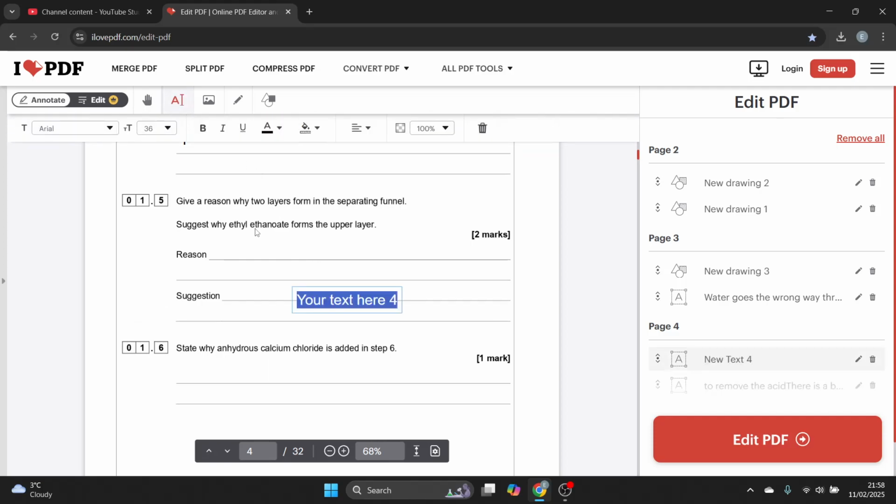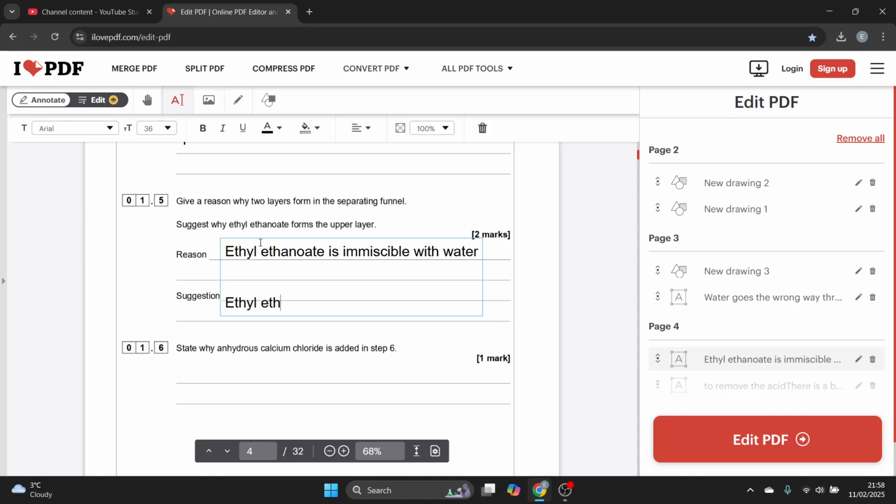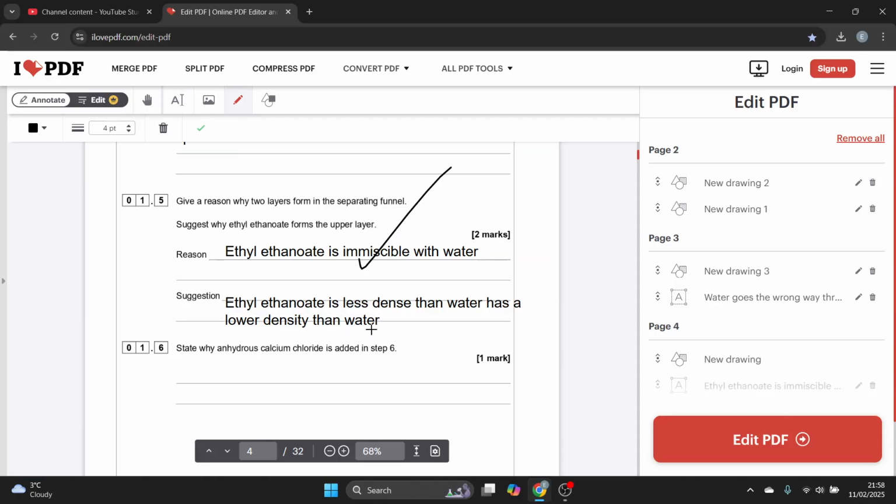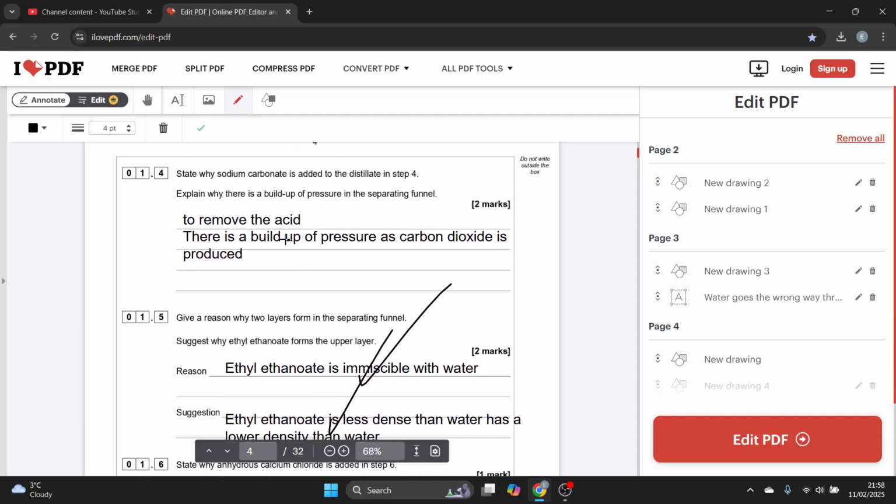Give a reason why two layers form in the separating funnel and suggest why the ester forms the upper layer. Two layers form because ethyl ethanoate is immiscible with water. And it forms the upper layer because ethyl ethanoate is less dense than water, it has a lower density than water. To remove the acid, there's a build up of pressure as carbon dioxide gas is produced.